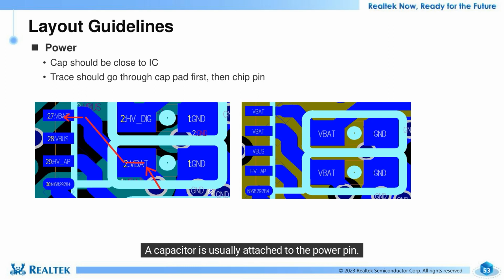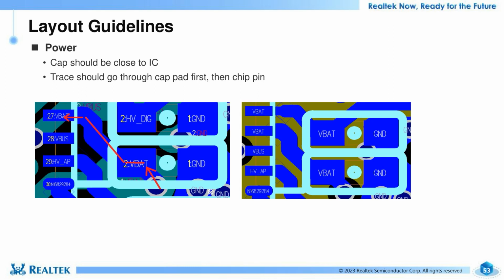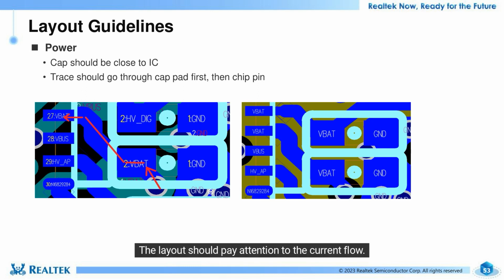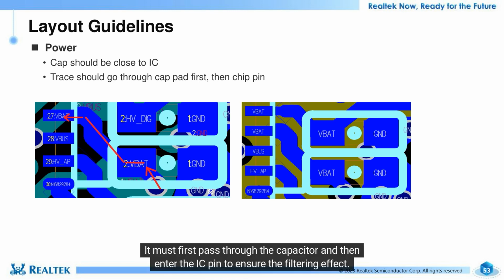A capacitor is usually attached to the power pin. The layout should pay attention to the current flow. It must first pass through the capacitor and then enter the IC pin to ensure the filtering effect.